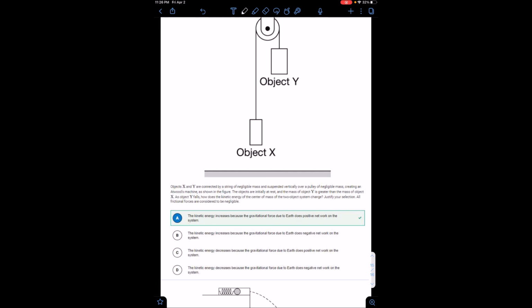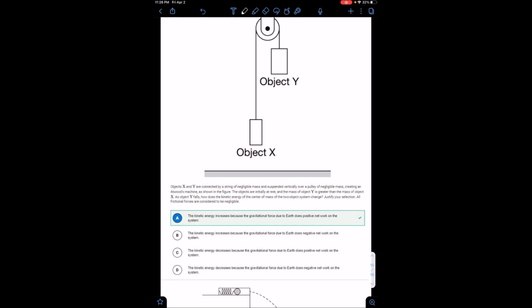Object X and object Y are connected by a string of negligible mass and suspended vertically over a pulley of negligible mass, creating an Atwood machine as shown in the figure. The objects are initially at rest, and the mass of object Y is greater than the mass of object X. As object Y falls, how does the kinetic energy of the center of mass of the two-object system change? Justify your selection. All frictional forces are negligible.